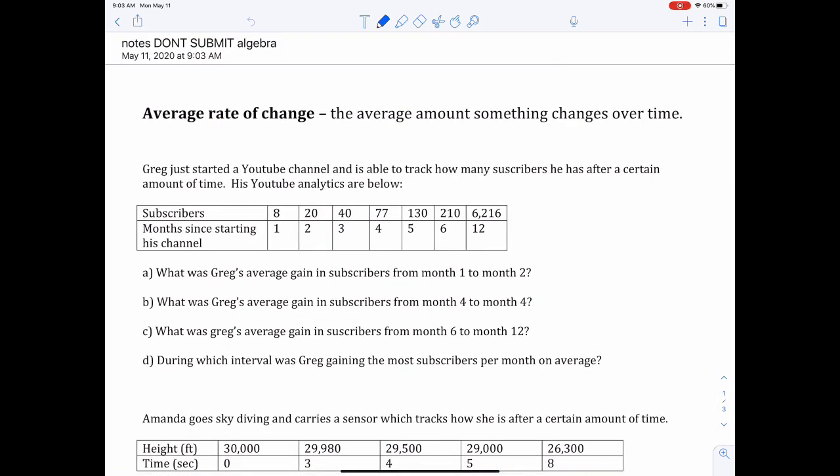We're going to talk about average rate of change. I do apologize for getting this out a little later. Let's see what we got here today.